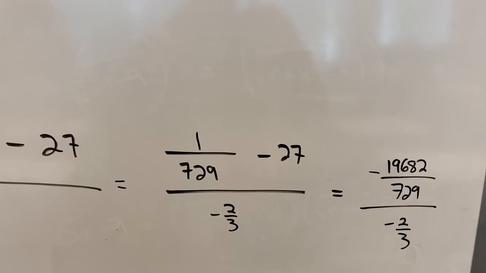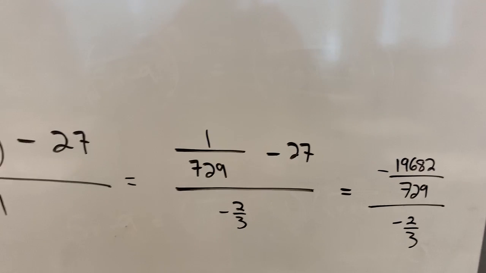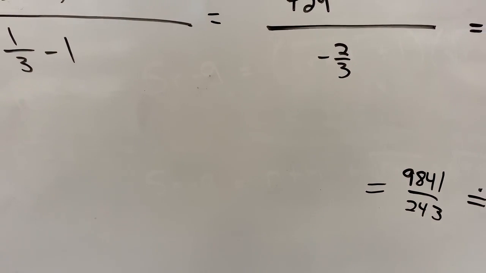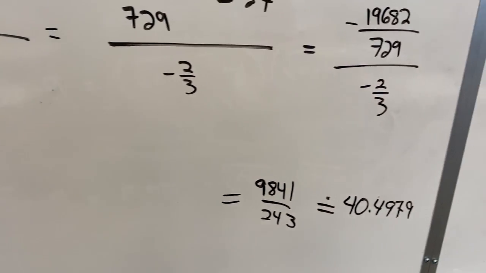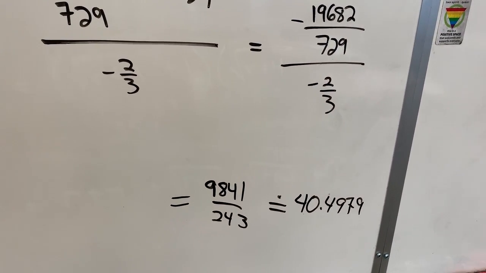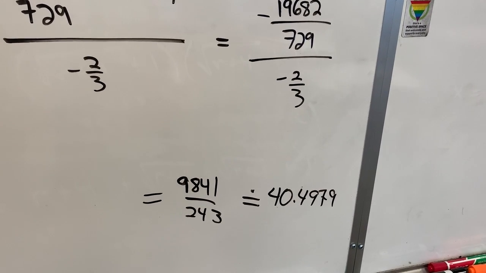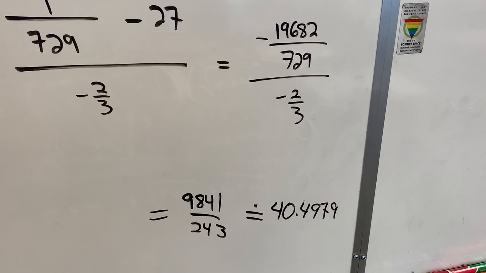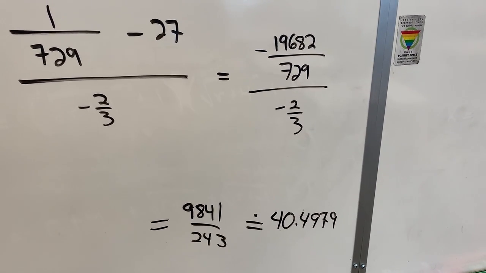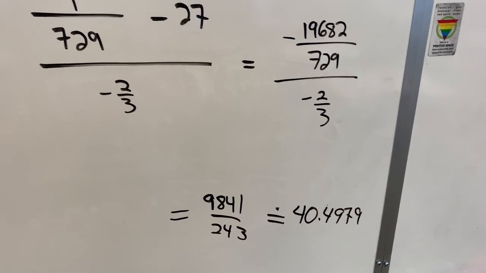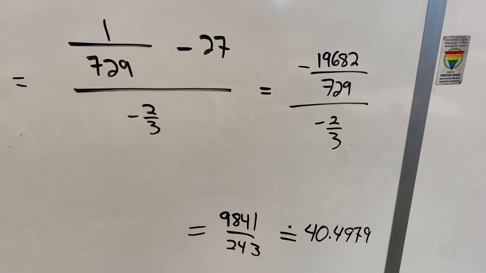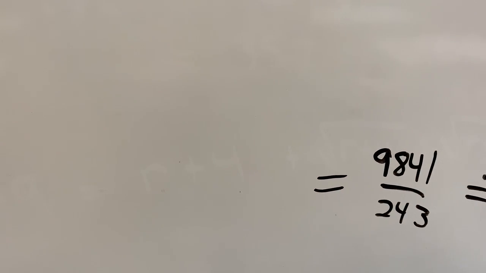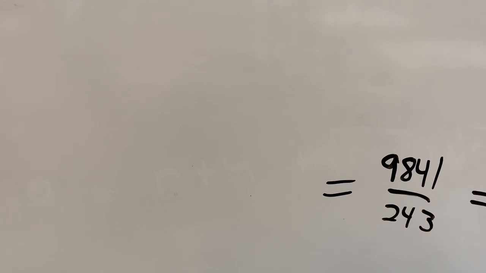Dividing that gross fraction on top by negative 2/3, I got a fraction that is this, and that would be an exact value answer. If we were approximating it to some number of decimals, we'd have to round it off because it is a decimal that keeps going on. So it's about 40 and a half, 40.4979, 40.5, something like that would be an acceptable answer depending on how the question was asked. But exact value, best answer right there, 9,841 over 243.